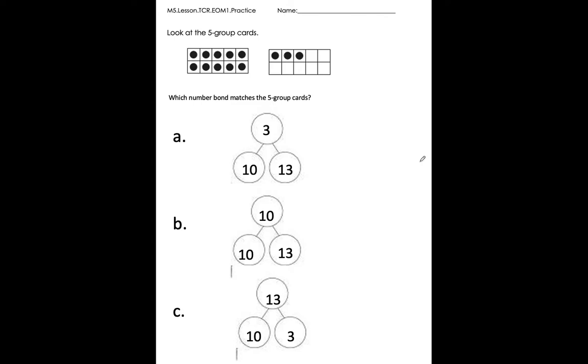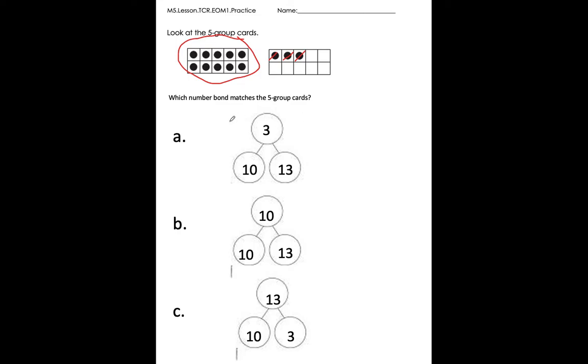All right, guys. So the first thing that we're going to do is we're going to look at the 5 group card. When I look here, and I'm going to circle this, I know that that's a 10 group card, right? There are 10 dots in there. So we can count on from 10. We can say 10, 11, 12, 13. So we know that 13 goes in our whole. That's our whole. That's our large number, right? So we have to figure out what our parts will be so that we can complete the number bond.